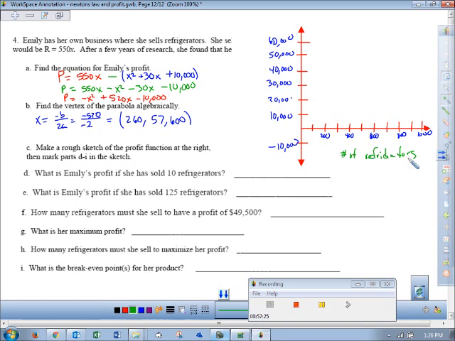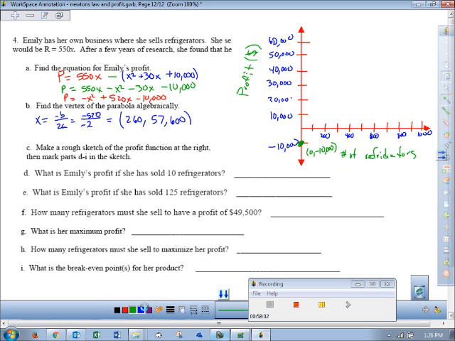What's on the y-axis? What are those big numbers over there? It's this P. What do you think P stands for? Profit in what unit? Dollar bills, y'all. Profit in dollars. Where did she start? Negative 10,000. She sold 0 refrigerators. She's got negative $10,000 to her name. Yay, debt.